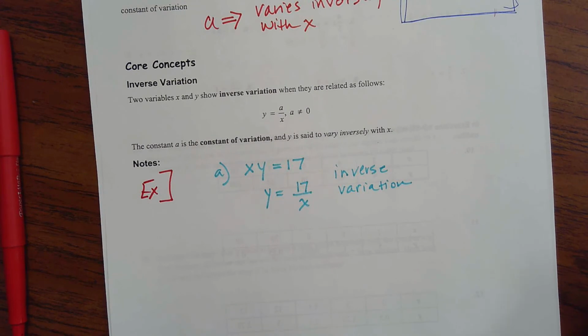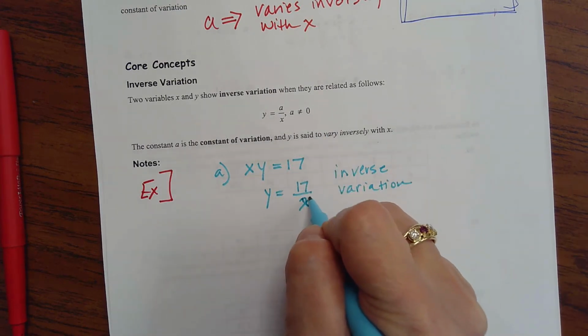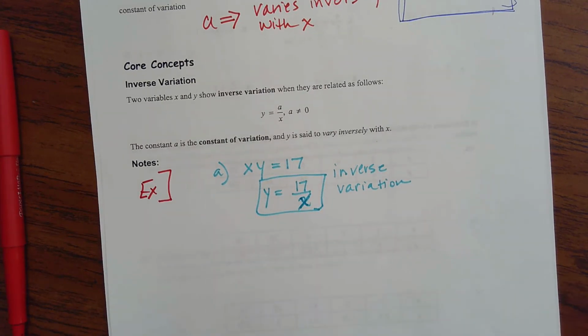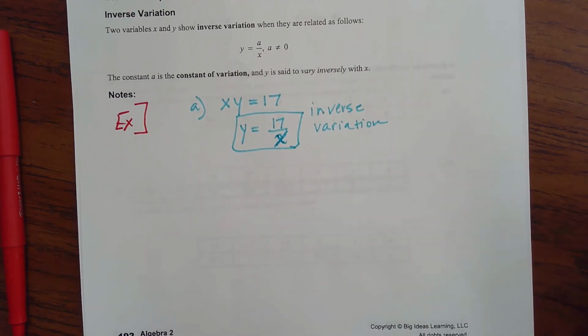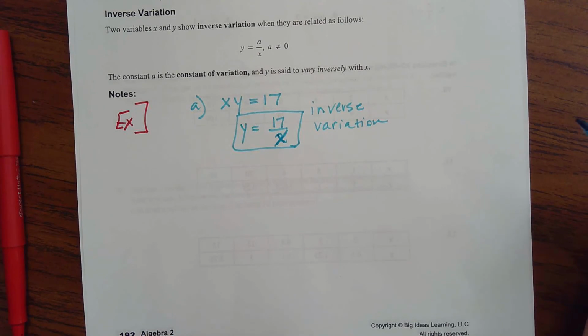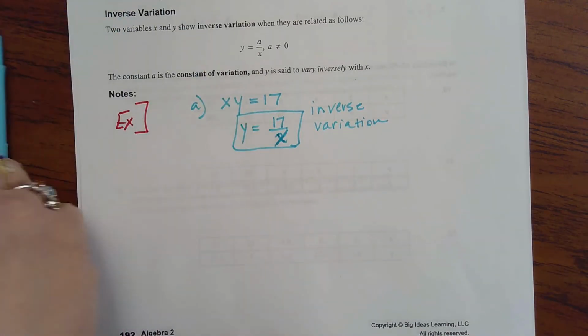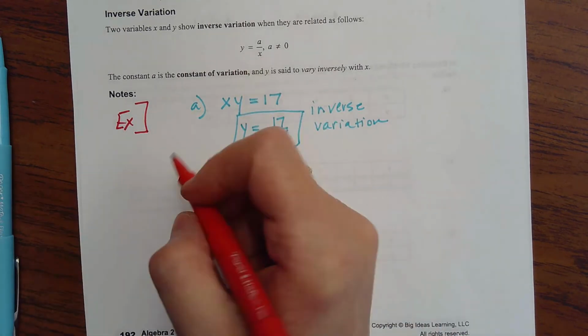If you're writing the equation of the inverse variation, you generally write it as y equals. You might see that as a requirement if you're asked for the equation for that particular problem. All right, let's look at another example.